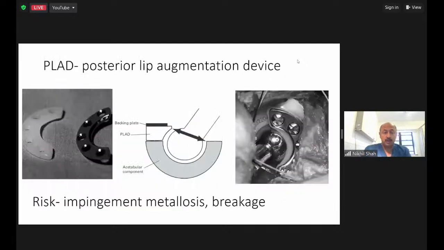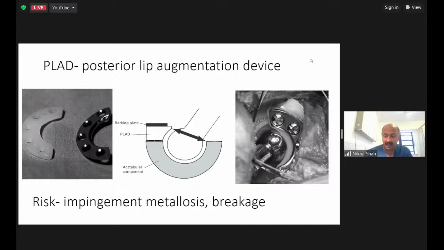So this was what we did. This is called a posterior lip augmentation device. It consists of a metallic plate and then it has a polyethylene plate attached to it. The screw goes through the metal side and the poly touches the poly. What it does is it extends your posterior wall essentially and prevents the hip from coming out by causing something that is similar to a lipped liner. And you can put it posteriorly and superiorly, or during surgery, check where the hip is coming out and you can put the PLAD over there.